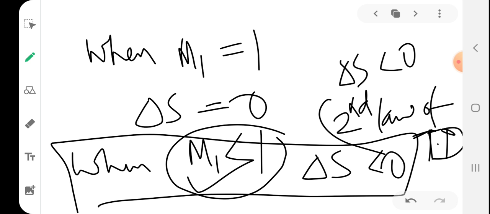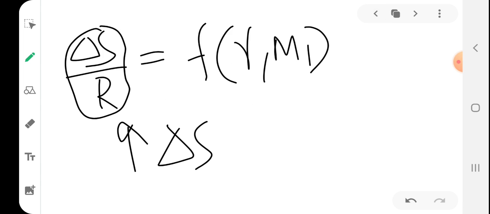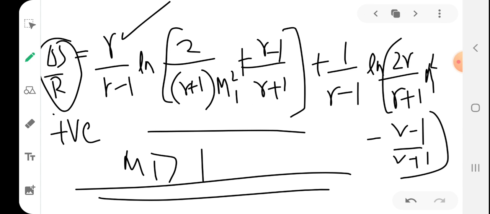That is the importance. If you are asked in an exam to explain why a normal shock does not take place in a subsonic flow, you have to explain it based on this particular equation. That is the equation for change in entropy, and according to it you can get the value of change in entropy from the values you substitute for gamma and Mach number.